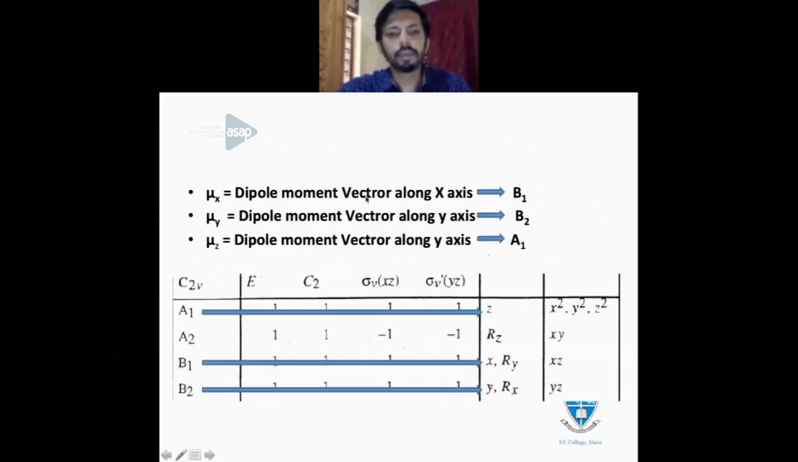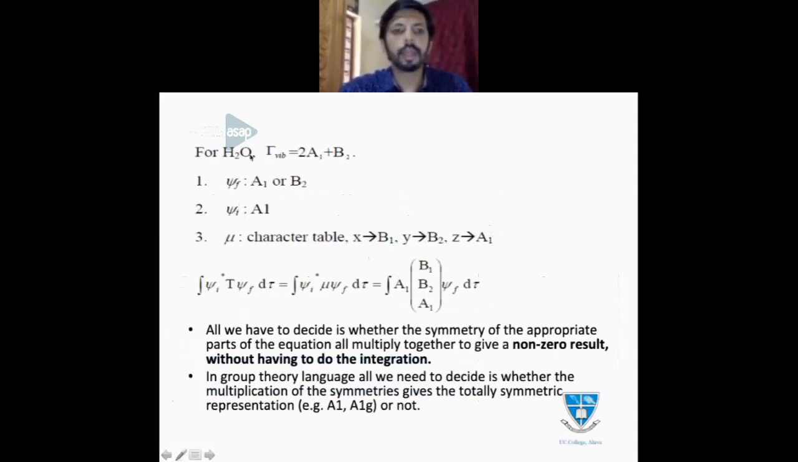The dipole moment vector along the x-axis can be determined using the character table, and it is B1. The dipole moment vector along the y-axis is B2, and along the z-axis it is A1. So here x is B1, y is B2, and z is A1. For the water molecule, we previously determined this using the Cartesian coordinate method and internal coordinate method.